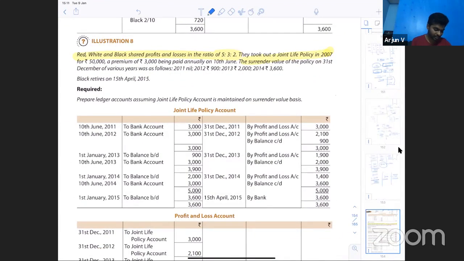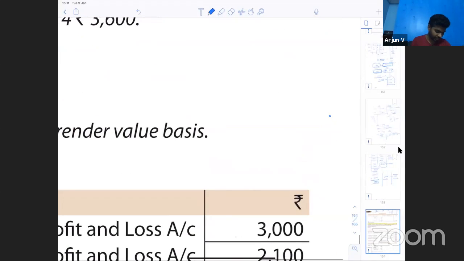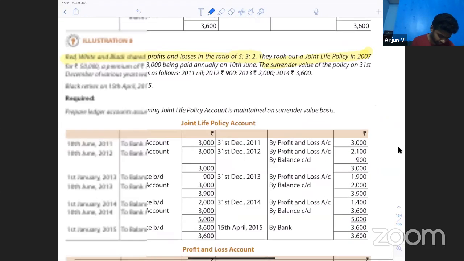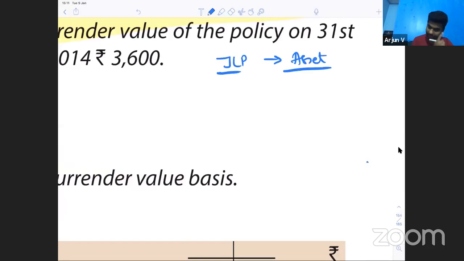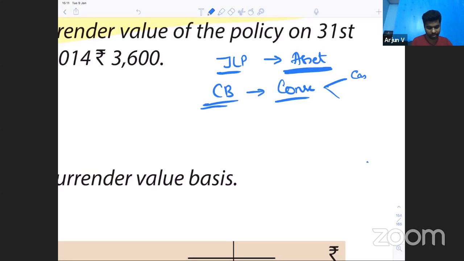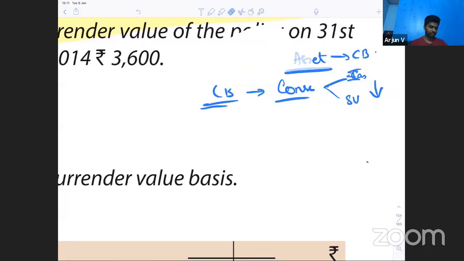When JLP is treated as an asset, I told you there are three ways of treating JLP. If they're saying that JLP should be treated as an asset, then remember that the asset should have a closing balance. We will be using the conservatism principle. Under the conservatism principle, we use the investment amount or the surrender value, whichever is lower. Are you fine? So an asset should always have a closing balance. That's why it's called an asset.